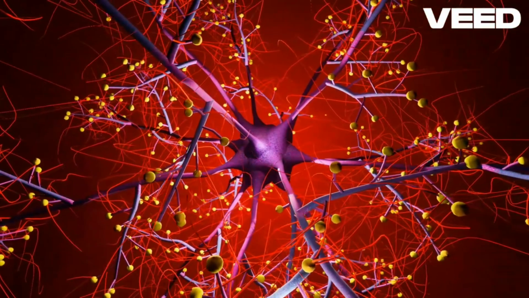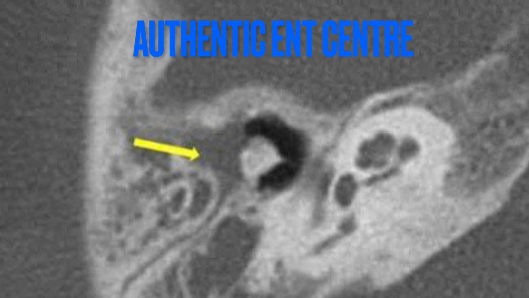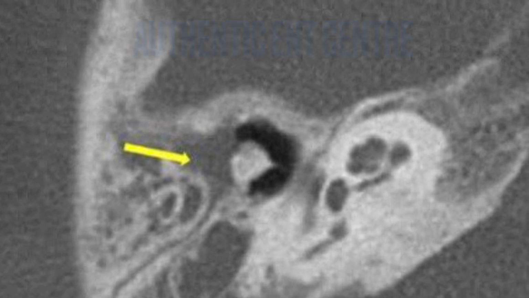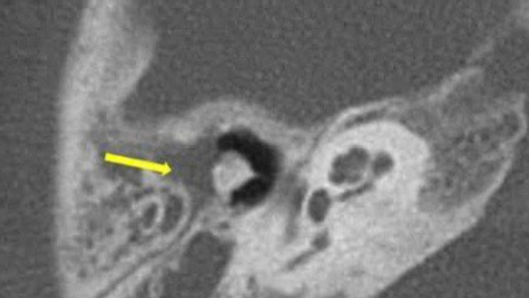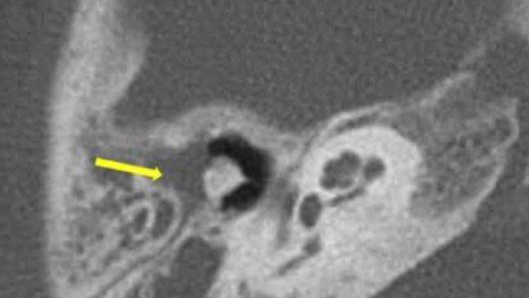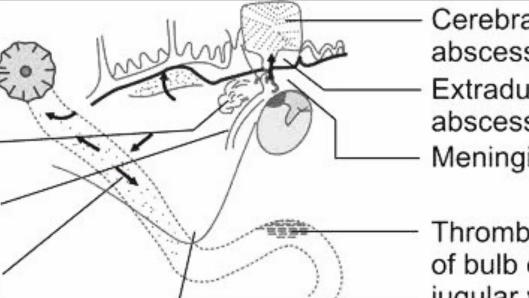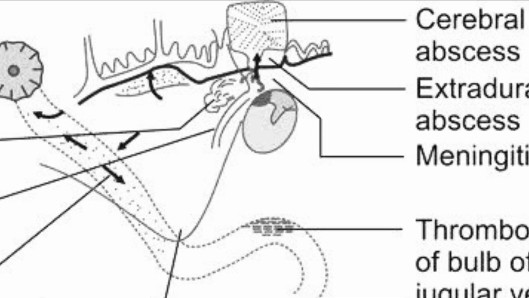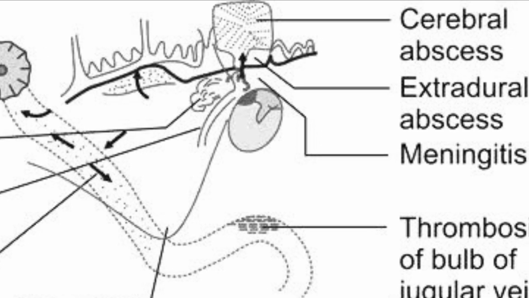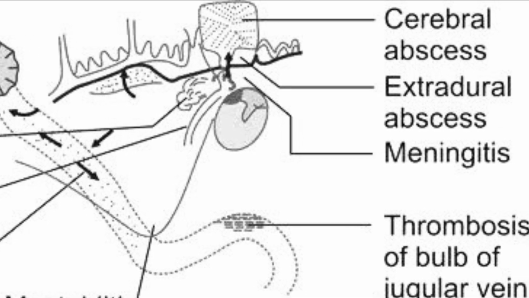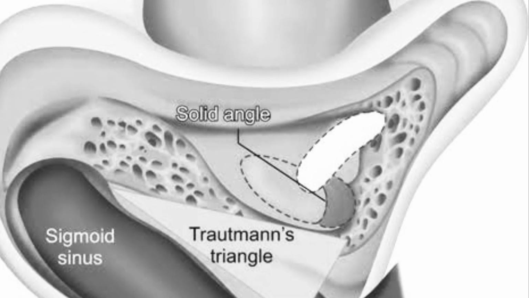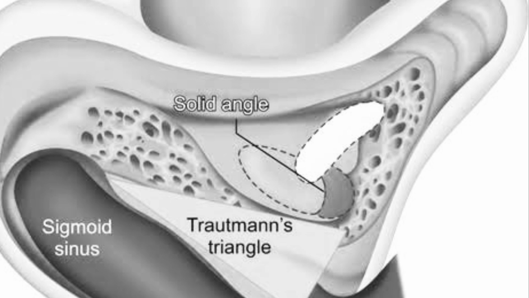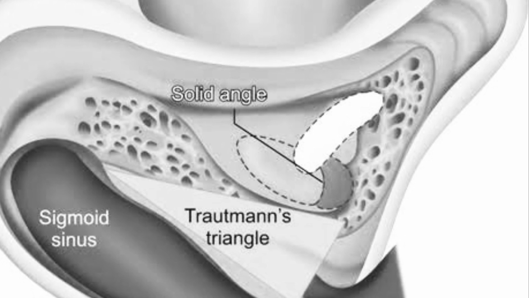All of the above. Chronic suppurative otitis media, or CSOM, can lead to serious intracranial complications if left untreated. Understanding the routes through which infection can spread to the brain is crucial for prevention and early diagnosis. Let's look at the possible routes. A. Trautmann's triangle. This is a triangular area in the temporal bone. It allows infection to spread from the middle ear to the brain, bordered by the sigmoid sinus, jugular bulb, and facial nerve.